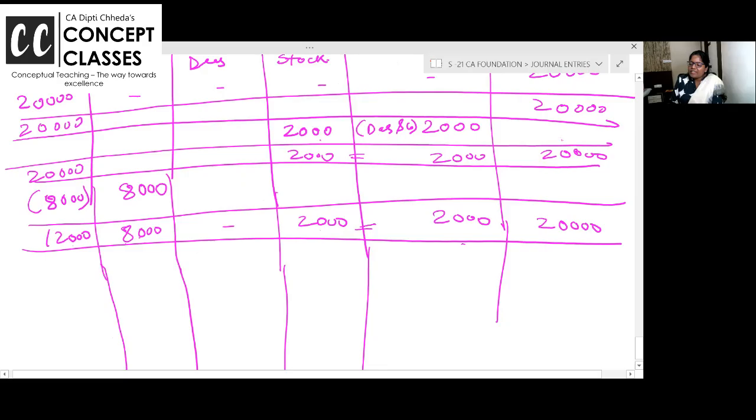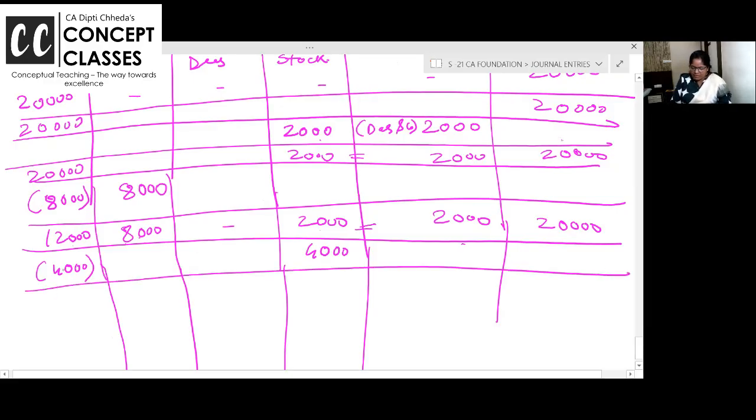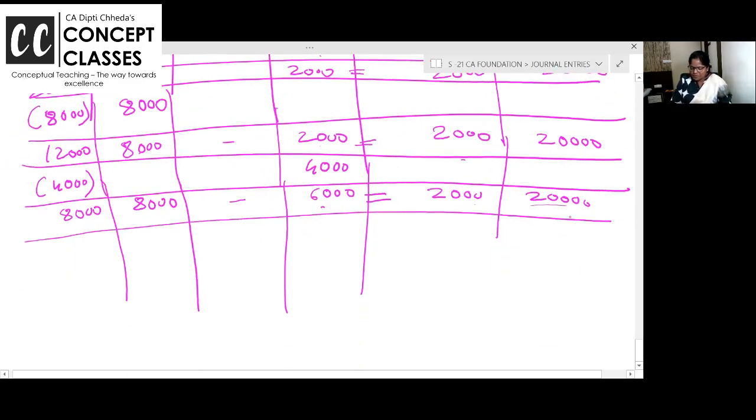Next, purchased goods for cash. 4,000 cash is going out and stock is coming in. Stock is coming in, cash is going out. What is the effect? Cash is reduced to 8,000. Plant 8,000. Stock has become 6,000. And liability is same, capital is same. Equal to. Here also 22. Right side also 22. Finished. Easy or not?